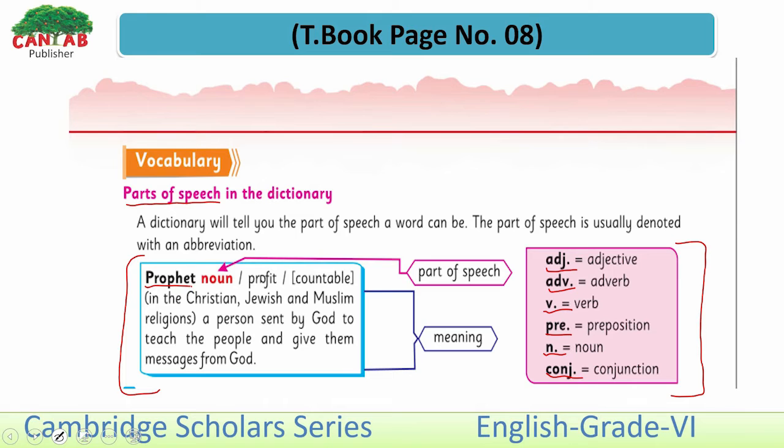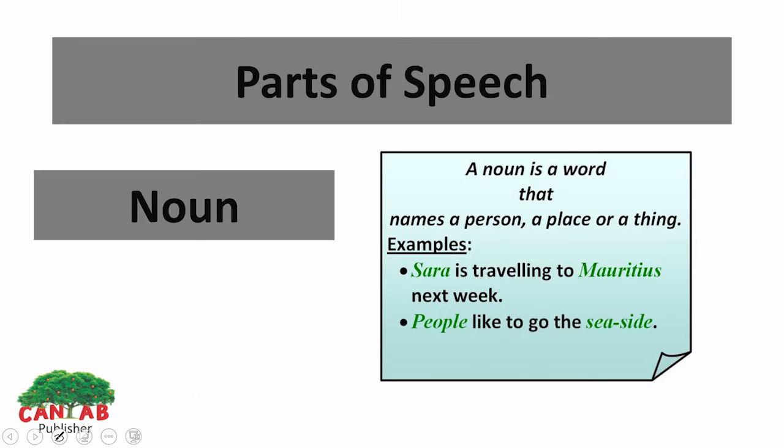Because noun names a person, place, thing or idea. Now students, we will discuss the parts of speech in detail. We will discuss what is noun first. A noun is a word that names a person, a place or a thing. For example, Sarah is traveling to Mauritius next week. Sarah is a person, Mauritius is a place. People like to go to the seaside. People are person here. Seaside is a place here.